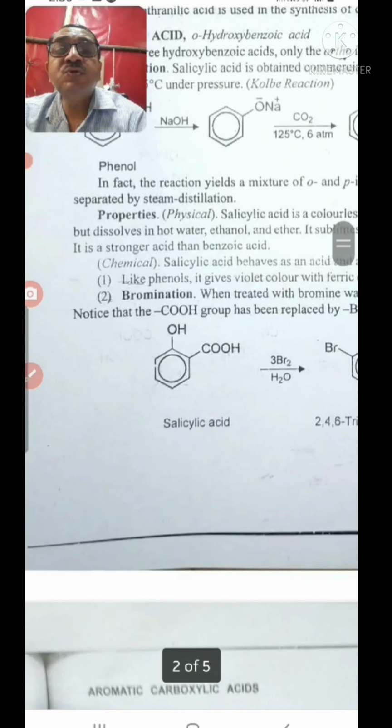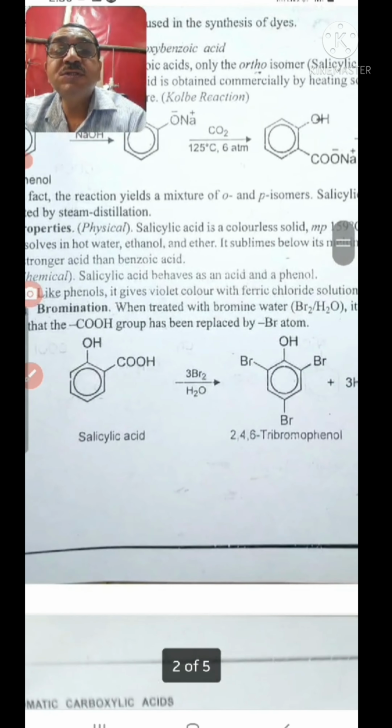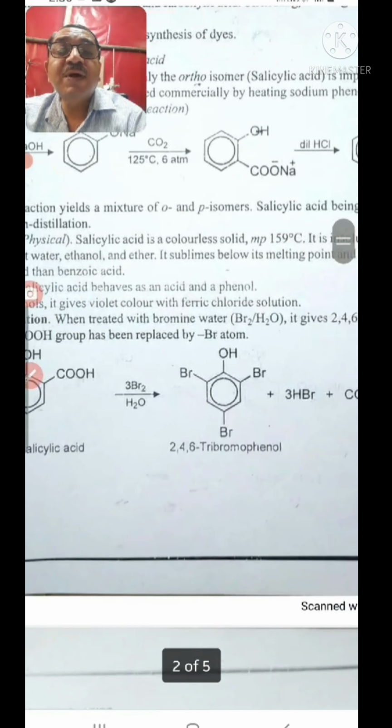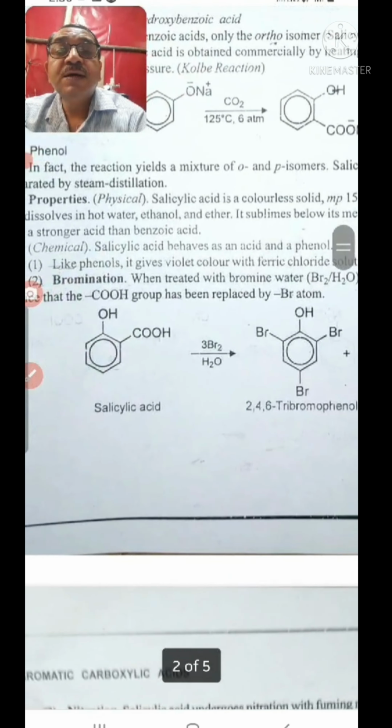Salicylic acid behaves as an acid and a phenol. Like phenols, it gives violet coloration with ferric chloride solution. Now the another part of the salicylic acid, that is the preparation. After preparation and properties, there is the chemical reaction part. Here there are around 3 to 4 reactions.